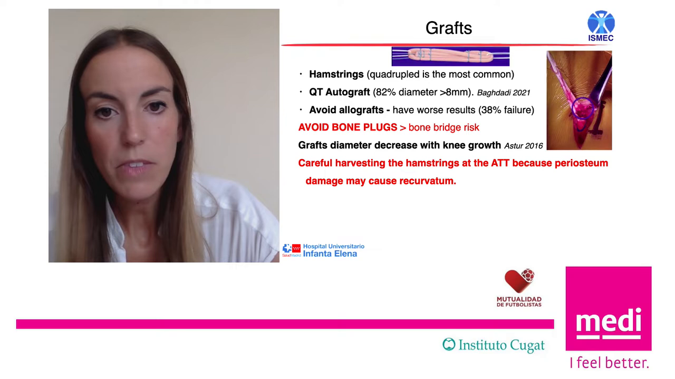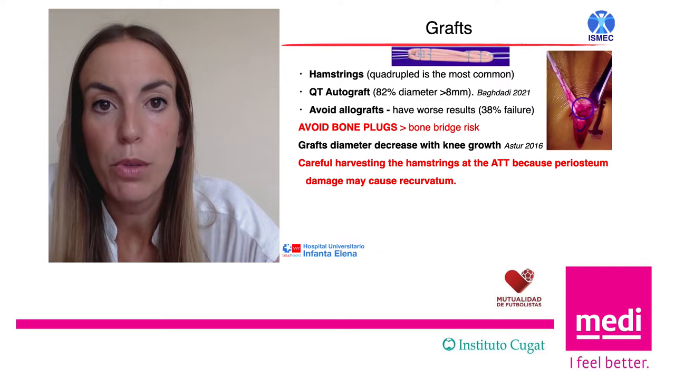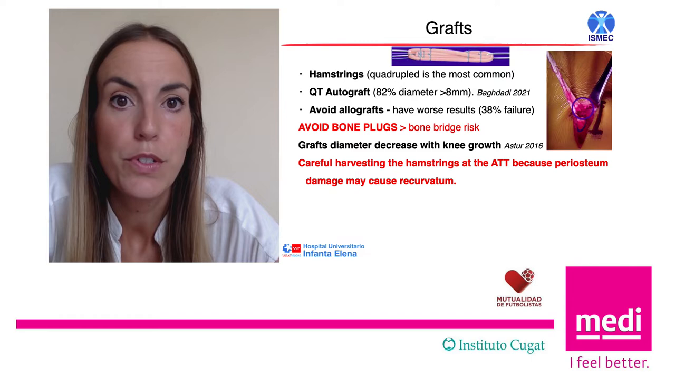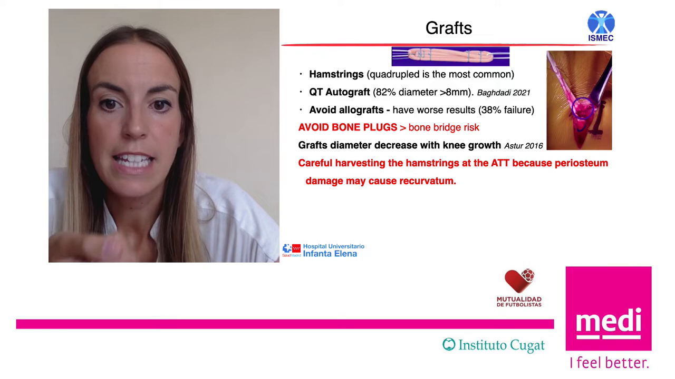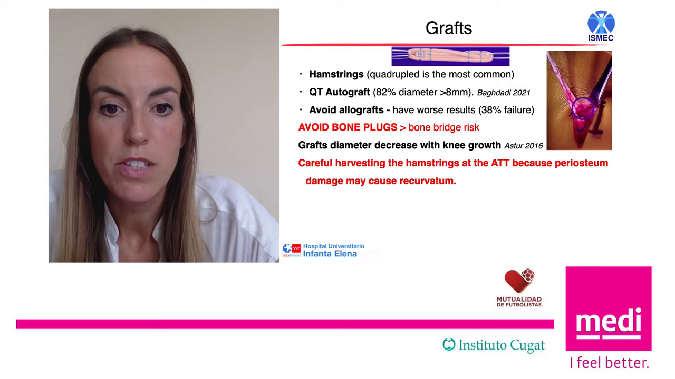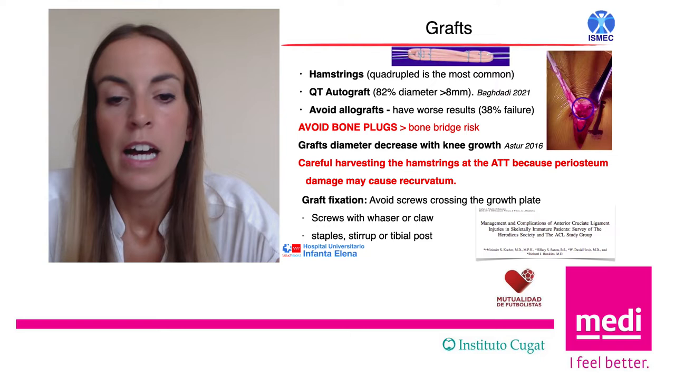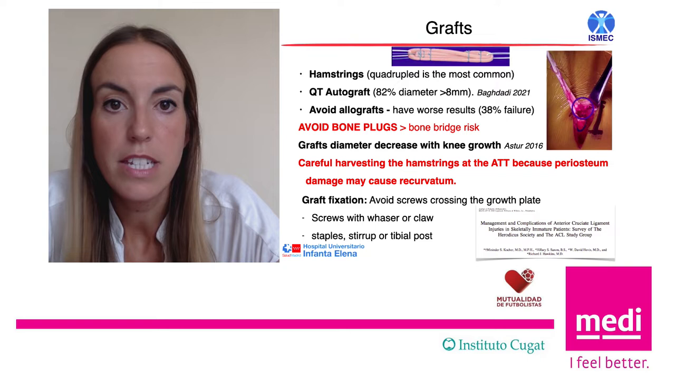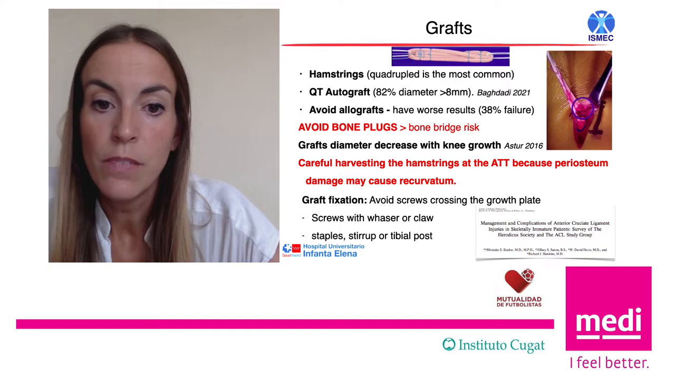We have to take into account that graft diameter decreases with the knee growth. So if we have a really thin graft, it might fail in the future. And also we have to be careful harvesting the hamstrings, because if we touch the periosteum at the ATT, we may damage the physis and cause a recurvatum. And about the graft fixation, we have to try to avoid screws crossing the physis, obviously. And instead we can use screws with washer or claw or staples or stirrups.